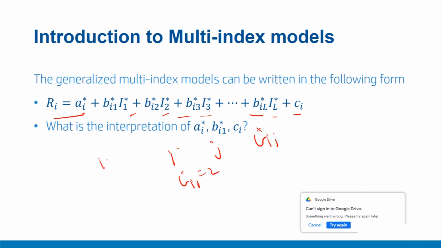The stock specific component, again similar to single index models: Ai star and Ci are stock specific components. Here Ai star is the expected value of the unique return, a constant. This is the constant term. Usually one would expect this term to be 0, that is, not significantly different from 0 in the regression model output.